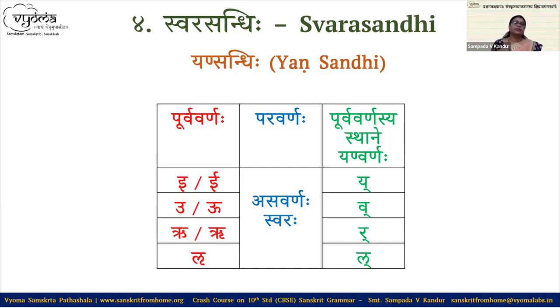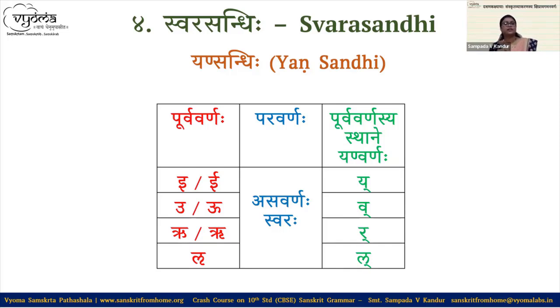Now what will happen? When we have a set of I Swara, it changes to Y. I or I changes to Y. U or U changes to W. Ru or Ru changes to R. Lu changes to L. Now remember, I am using the words "changes to". I am not using "plus" and "is equal to". Why not? Because we are not replacing the pair. The second part remains as it is. That Swara remains as it is. Only the first part, that is the last Swara of the first word, is replaced with Yavarala. That's why I am using the words "changes to".